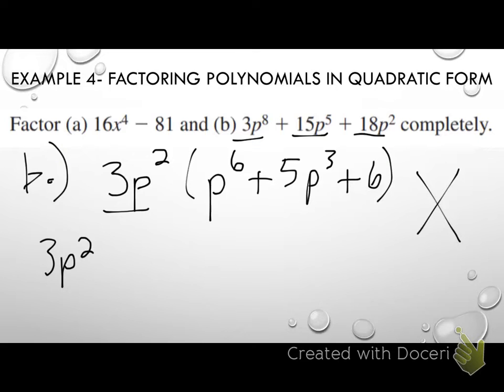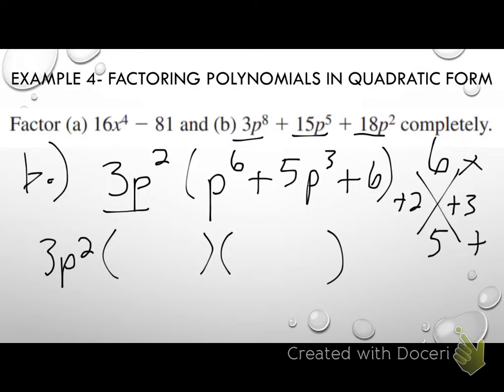What would go on top of my x puzzle? 6. What would go on the bottom? 5. So I'm looking for two numbers that multiply to give me 6, add to give me 5. Positive 2, positive 3. So I know I'm going to have a plus 2 and a plus 3, but what would go in the beginning of each of my set of parentheses?